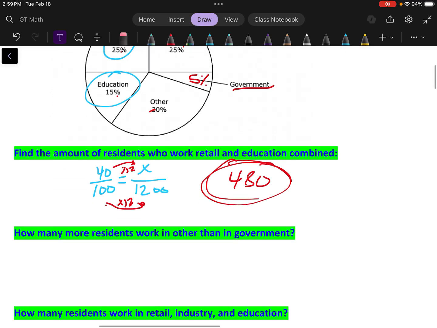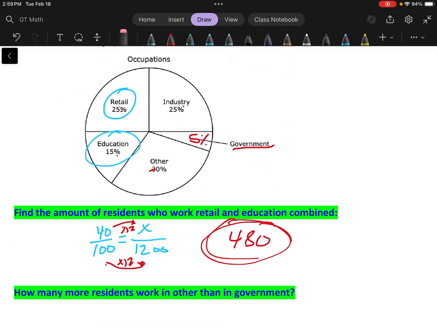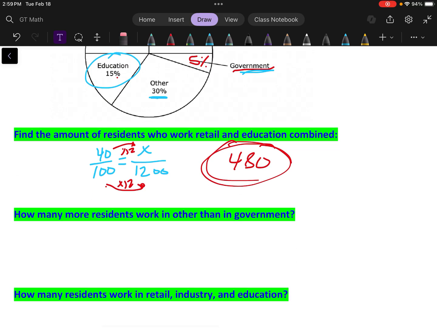How many more residents work in other than in government? Now, here's where you got to be careful. How many more? Well, obviously, other is 30, government is 5. So what's the difference? I got to subtract those two to find 25%. So my proportion, I'm looking at 25%. And we know that there are 1,200. And from here, we can just solve. Times 12.